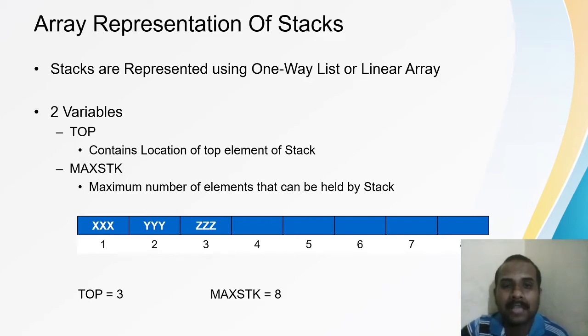Depending on the size of the array, you can hold the number of items, right? For example, if my array size is 10, that means I can hold around 10 elements. If my array size is 20, that means I can hold around 20 elements, correct? While coming to here, my array size is 8. So that means max stack is 8.